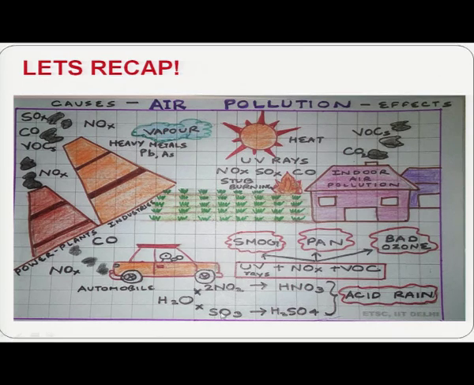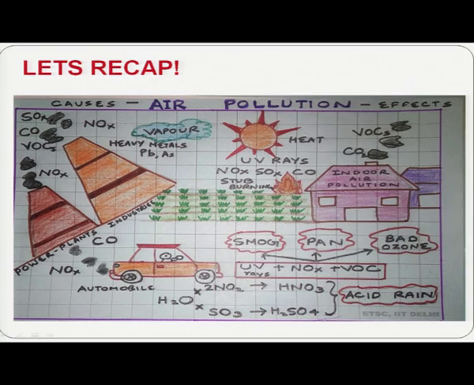Then if the pollutants combine with the water present in the atmosphere, they form the respective acids, and this results in acid rain, which can kill aquatic organisms. It can be lethal to plants, and it is also damaging our beautiful monuments like the Taj Mahal, whose marble is deteriorating and its color is changing from white to yellow because of acid rain.